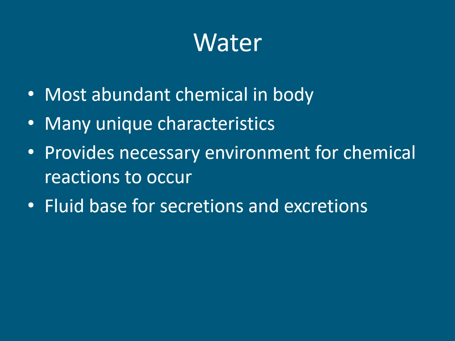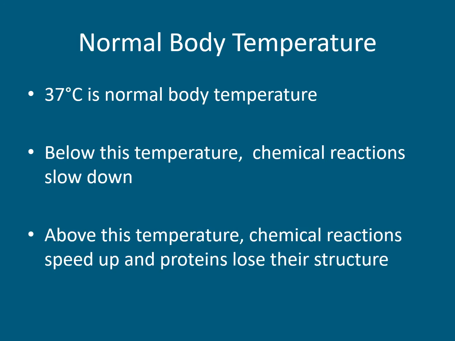Water is the most abundant chemical in the body. Water has a lot of unique characteristics which allows things to survive. So from a biological standpoint, when you look at some of the chemical properties of water, there's a lot of very unique things with it. It does provide a necessary environment for a lot of the chemical reactions to occur in. A lot of them have to occur in water. It's a fluid base for a lot of secretions and excretions, so a lot of things are dissolved in it.